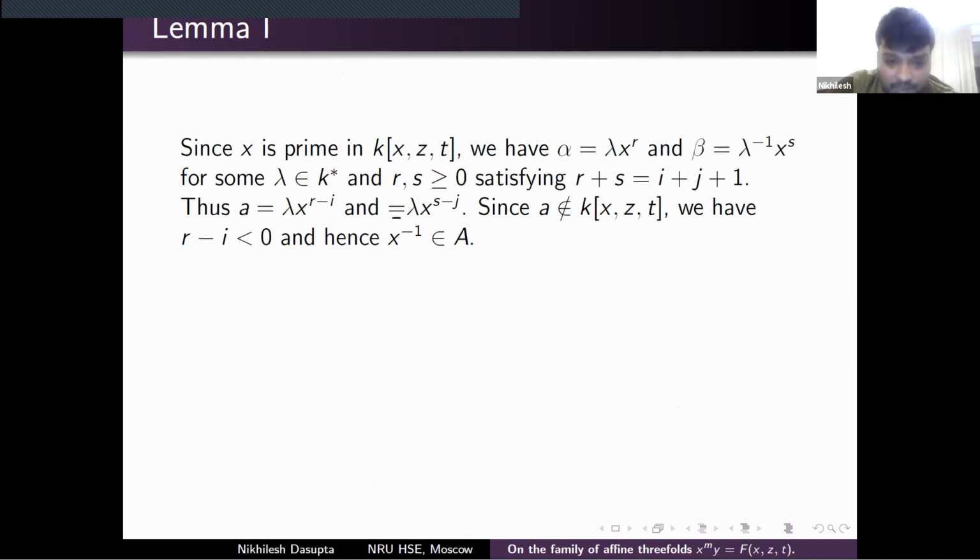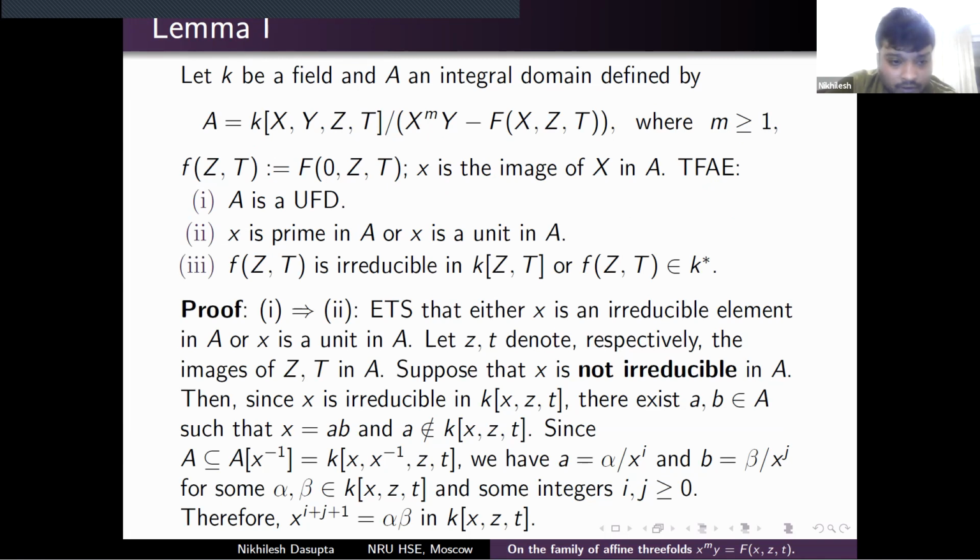So suppose the first element a does not belong to K[X,Z,T]. Now take a to be sitting inside A[1/X]. This you can write as K[X,1/X][Z,T]. As a result, a will be of the form alpha by X to the power i, and b will be of the form beta by X to the power j for some alpha, beta. Then what do you have? X to the power i plus j plus 1 equals alpha beta, because X equals ab. So a is this, b is this. So X to the power i plus j plus 1 equals alpha beta, which is in K[Z,T].